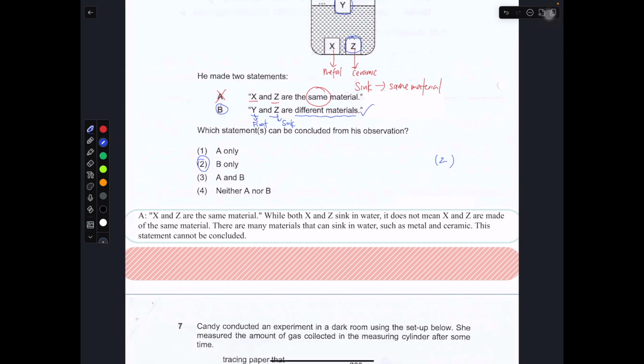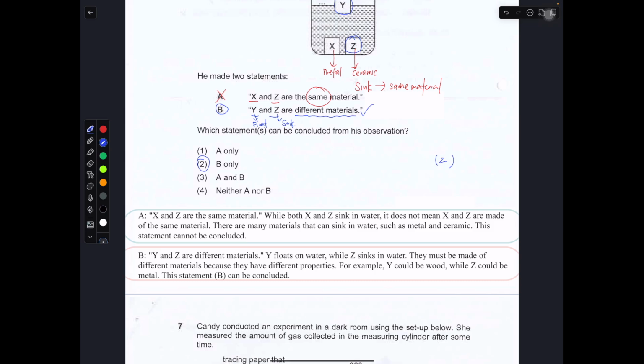X and Z is the same material, but while both of them can sing, it doesn't mean that X and Z are made of the same material. There are many materials in this world that still can sing. And so that's why we cannot conclude this statement, or this statement is actually a false statement, because there is a way to argue around it.